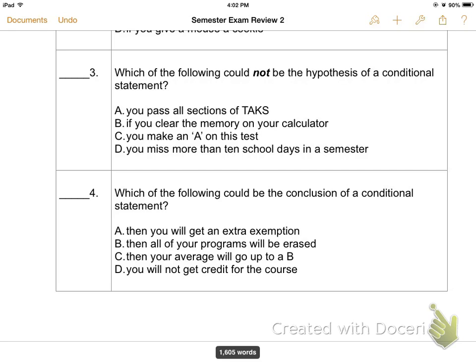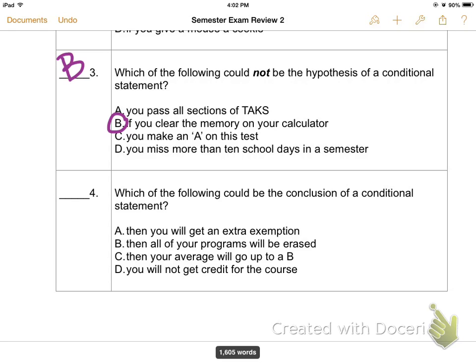Okay, moving on to number 3. Now you can stop this video anytime if you like, if I'm going too fast. But I'm just going through these questions. So, which of the following could not be the hypothesis of a conditional statement? So when we're looking at question number 2, we don't include if in the hypothesis. B is the only one that starts with the if, so we know automatically that one cannot be the hypothesis. So B is going to be your answer here.